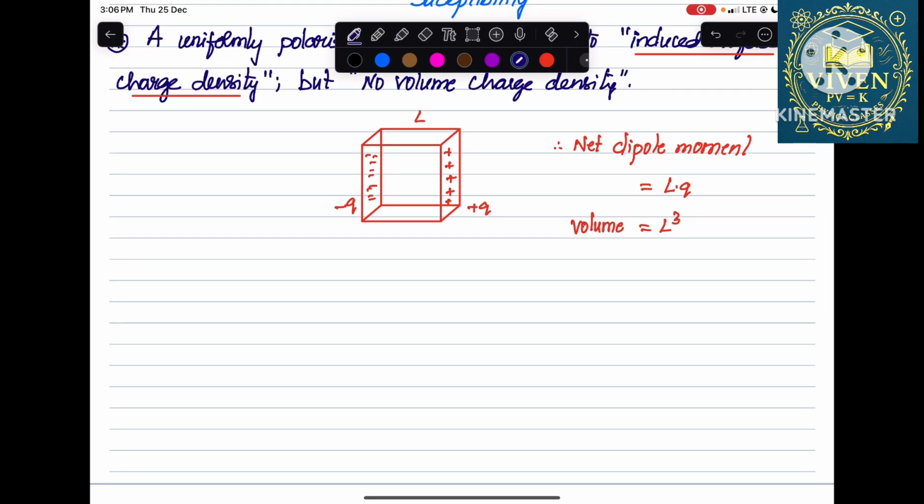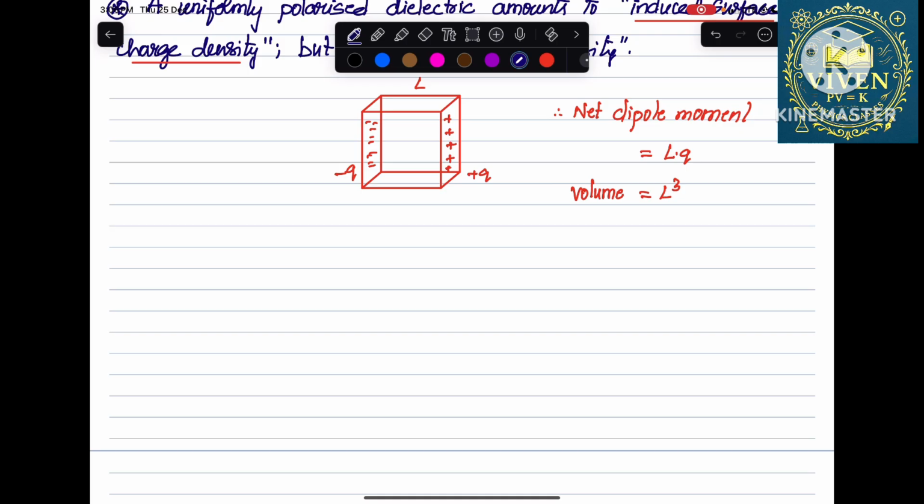So now from this, what can I get clarity about? Polarization. What is polarization? Already calculated just now. Net dipole moment per unit volume of a dielectric. What is the net dipole moment? L into Q, by what is the volume? L cube, which seems to be, what is this? Charge per unit area. What is this charge per unit area called? Surface charge density, that is sigma. So that's what the above statement is. So this is called the induced surface charge density.